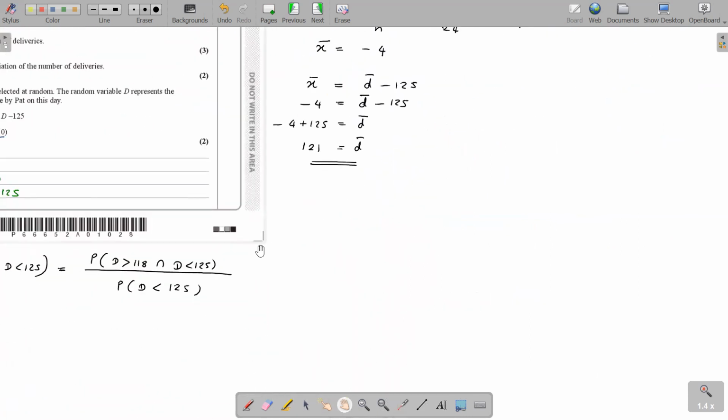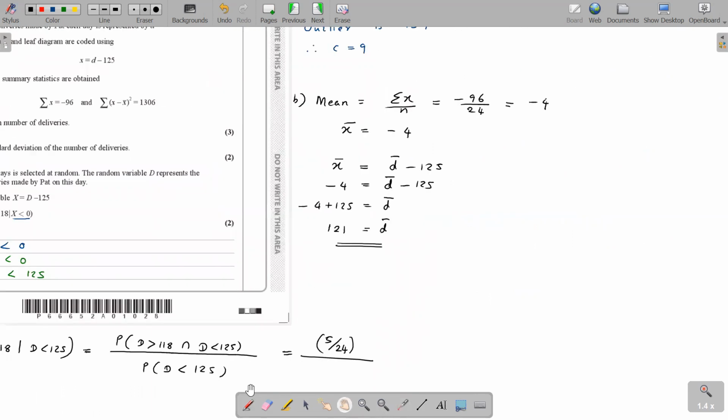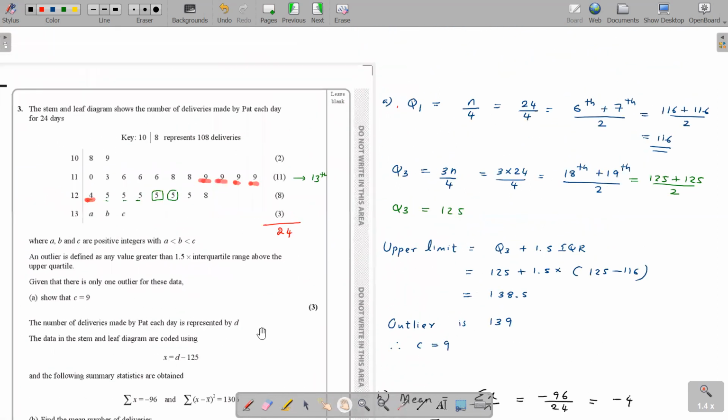So for this one, the probability is you have 5 days out of how many days? 5 days out of 24, your deliveries were in this particular range. Are you with me? Now find here the probability that your deliveries are less than 125. In which days are the deliveries less than 125? How many days? Deliveries less than 125 means everything that comes in here, right? All of these that are underlined in green are less than 125. Do you agree with me?